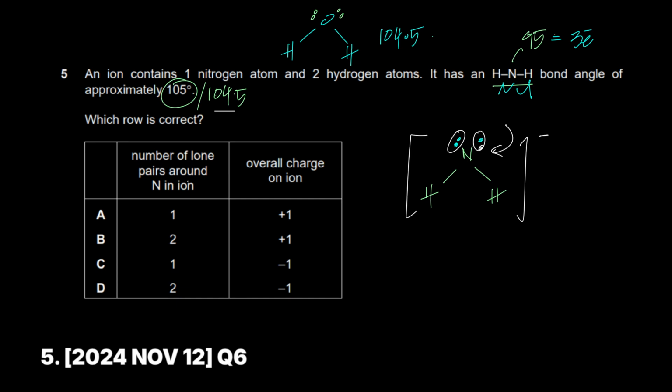So you're seeing the number of lone pairs around the N. How many lone pairs do you have? You have not 1, but you have 2. Overall charge, it's not +1. It is a -1. So not +1, -1.